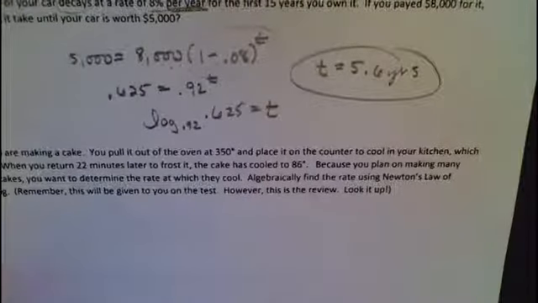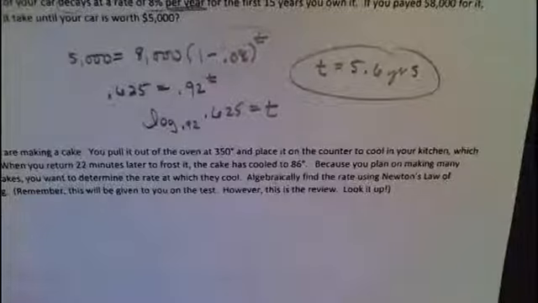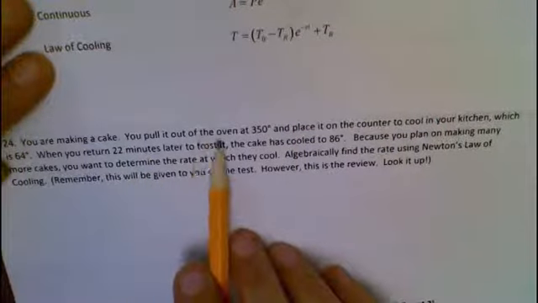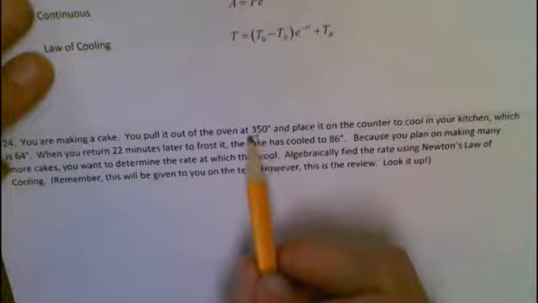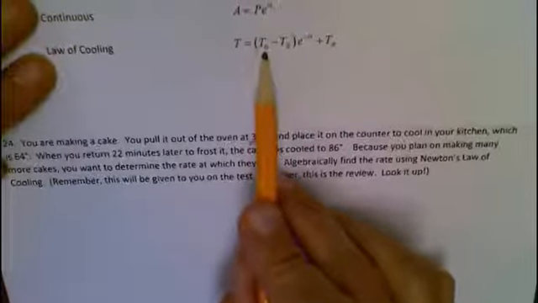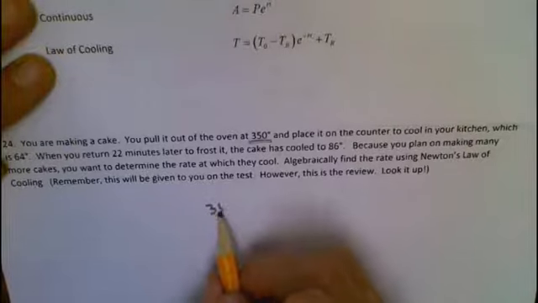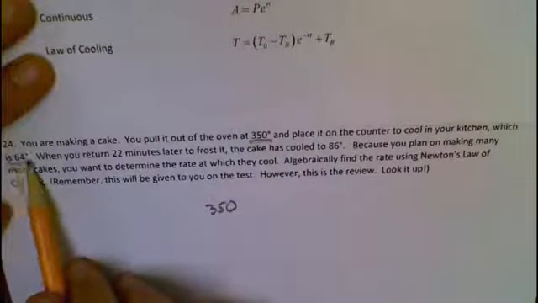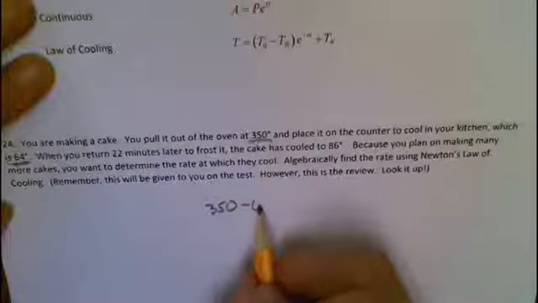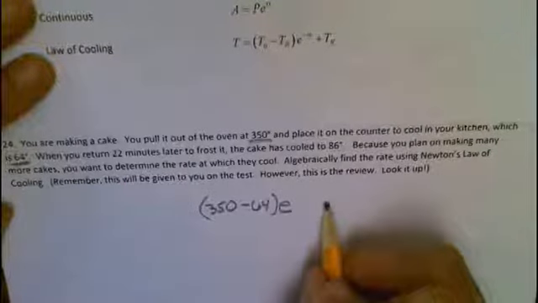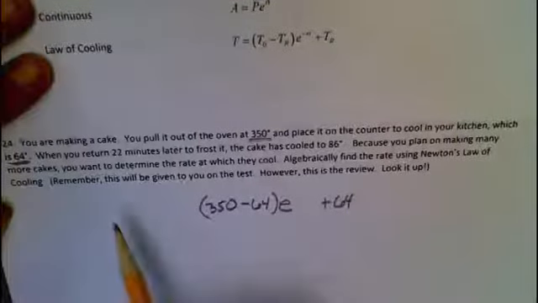All right, and then the last one, we're using our Newton's law of cooling formula, which is here. It says you are making a cake, you put it in the oven at 350 and pull it out of the oven. So that is the T, the initial temperature, the T sub 0. So I know it was initially at 350 degrees. The temperature of the room is 64, so that's the T sub R. So I put that in those 2 places.